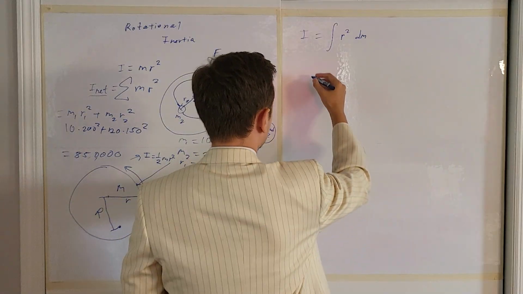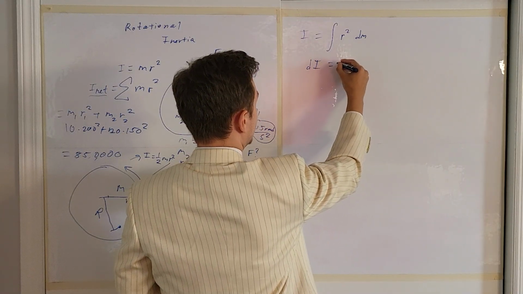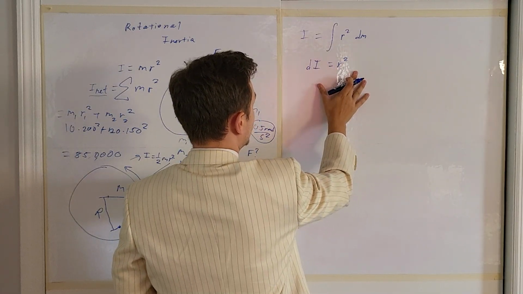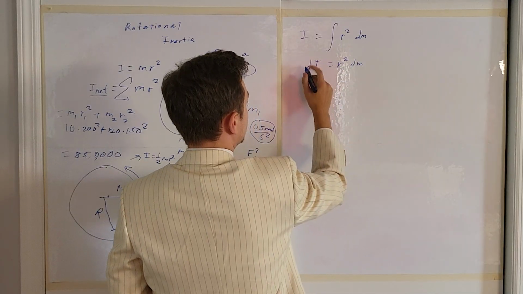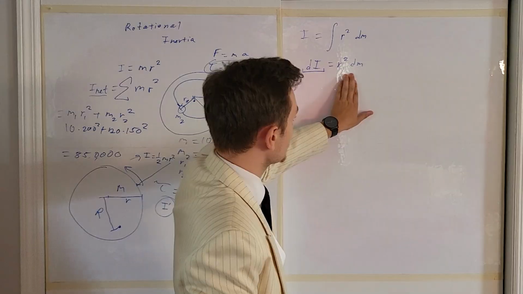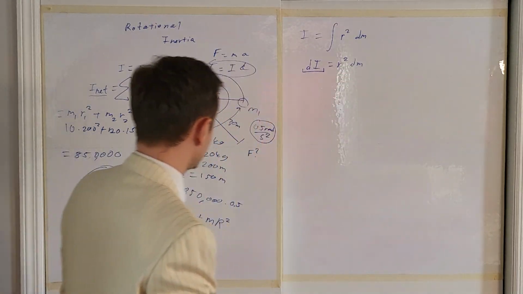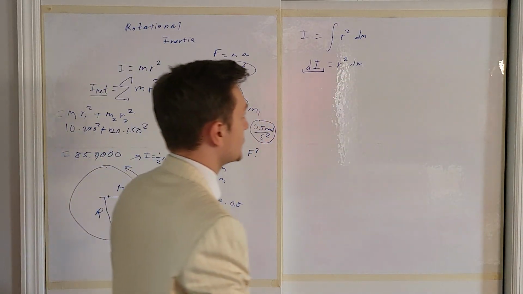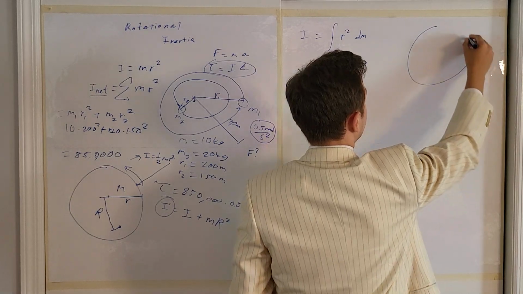Actually, let me put it into a differential form so that it's easier for me to explain to you. I'm going to differentiate both sides, and I'm going to get the differential of rotational inertia equals r squared times the differential mass, okay? Let me take this disk and let me move it over here, okay?